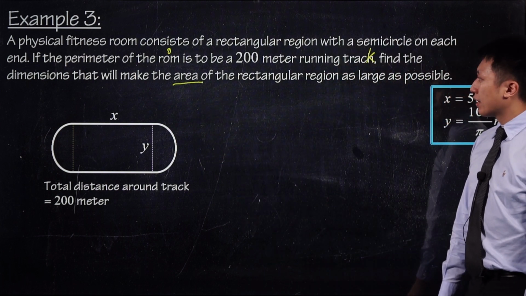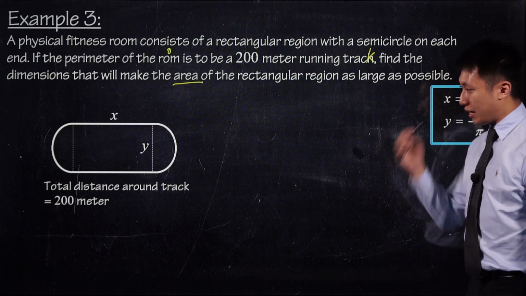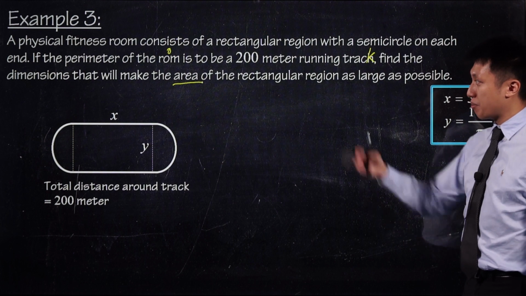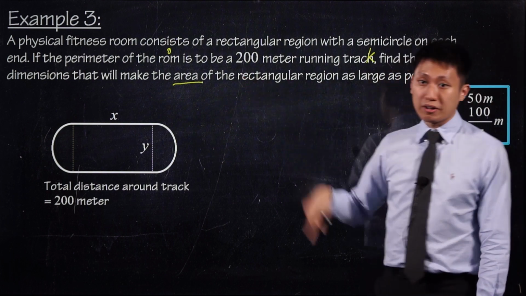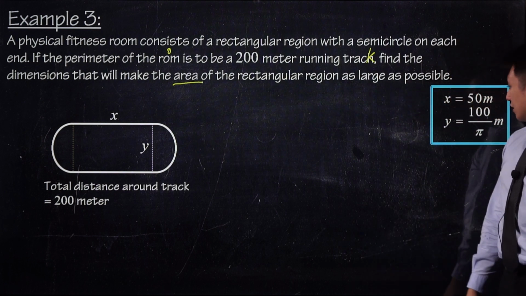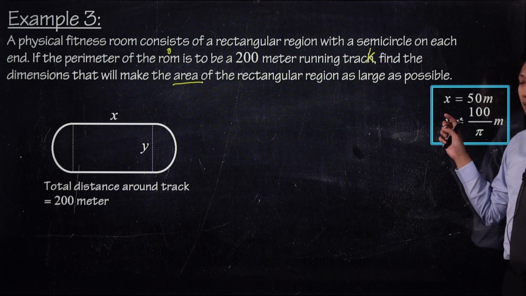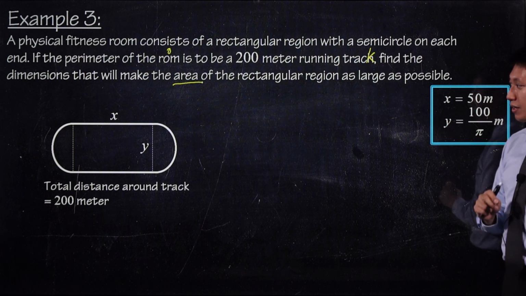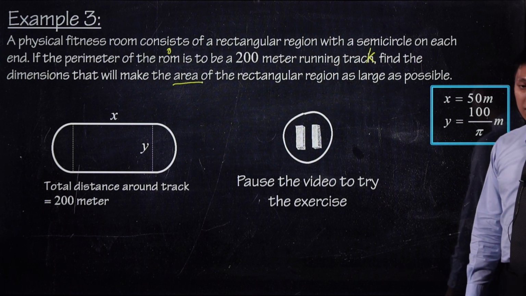Okay. A rectangular region. So something like this one, this whole thing. Now what you need to do is maximize the area given that the perimeter is 200 meter. Great, this one is the answer. If you can, you try this yourself. If not, you move on. Pause the video and try this.